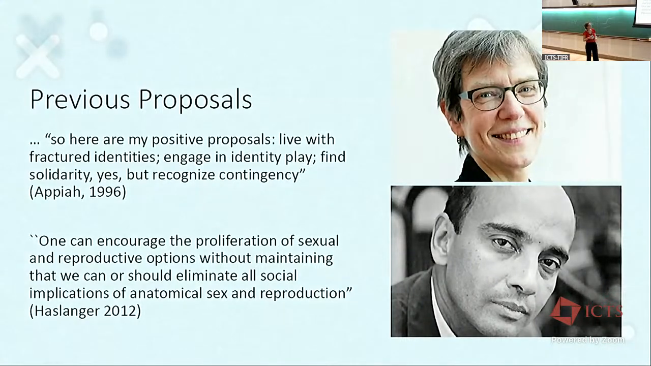And this is in line with some proposals, for example, by Appiah. In the case of race, he says, here's what we should do. We should live with fractured identities, engage in identity play, find solidarity with our racial groups, but recognize that they're contingent. What he means is to recognize that these things didn't have to be this way. You can enjoy your ethnic identity, but don't hold to it in such a serious way that you give it force or power. And then Sally Haslanger, in the case of gender, says one can encourage the proliferation of sexual and reproductive options.